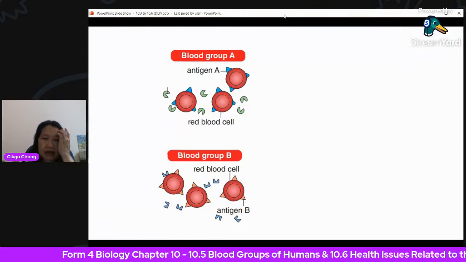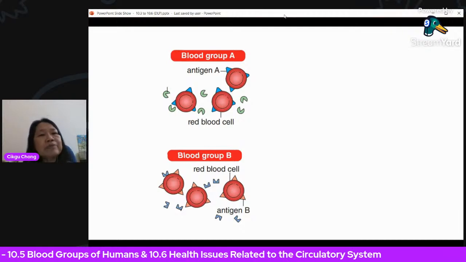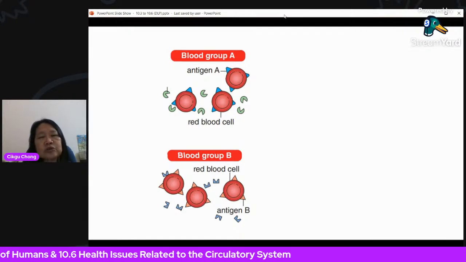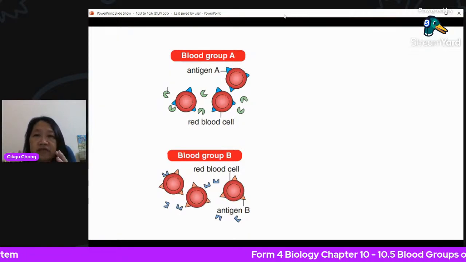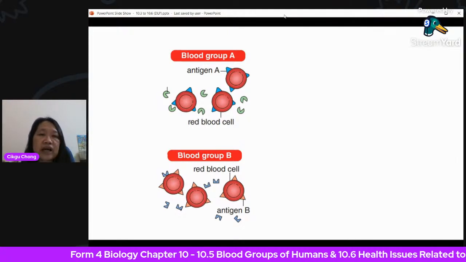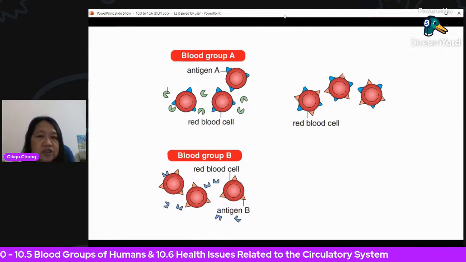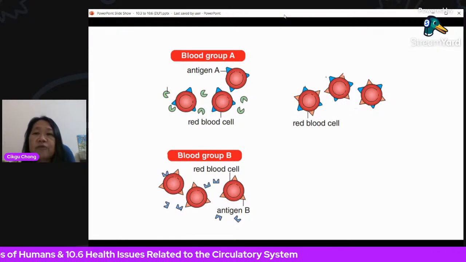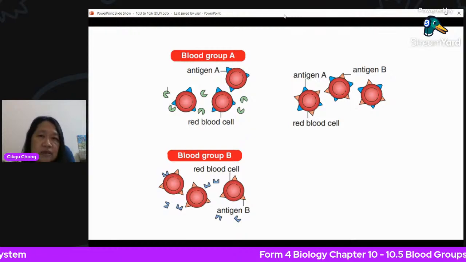Blood group B. Now then, scientists have also found there are some people who happen to have these two types of antigen on the surface of the red blood cell. That means on the surface of the red blood cell, they have these two types together, antigen A and also antigen B. You can see here very clearly, antigen A and antigen B exist on the red blood cell. These type of people, we call them blood group AB.